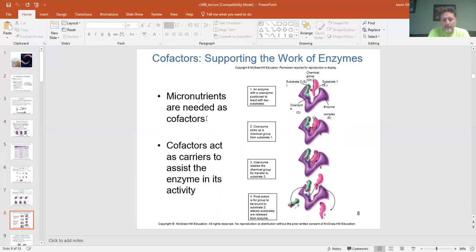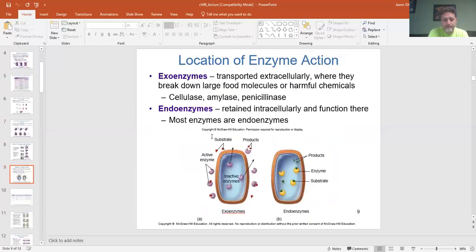Again, we talked about the micronutrients. Those are your coenzymes, your vitamins and minerals. I'm not going to go into a lot of detail on that. I just know that they help enzymes work better.